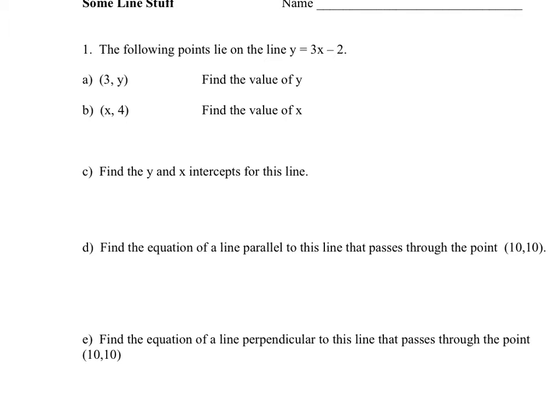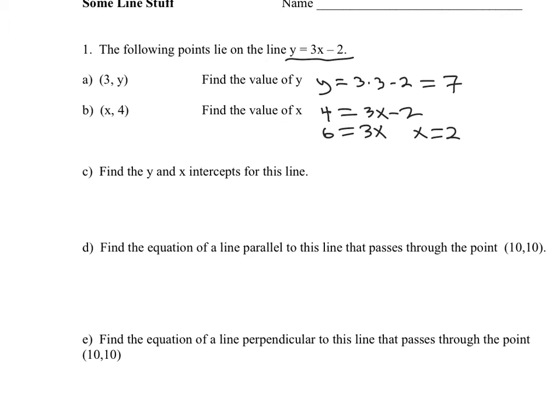So we're given that the line has equation y is equal to 3x minus 2. We're told that when x is 3, we want to find out what y is, so we just plug in 3 for x, and we get that y is equal to 7. When y is equal to 4, we want to find out what x is, so we plug in 4 here, and then solve to get 6 equals 3x, so x is equal to 2.